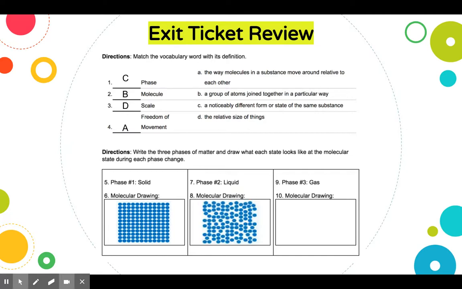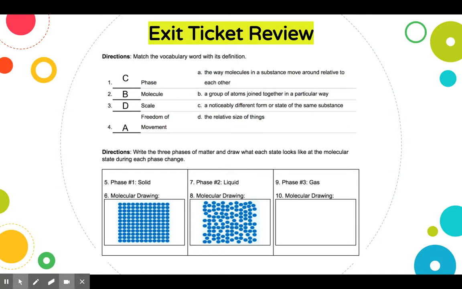And then for this first molecular drawing of the solid phase, what that should look like is all the molecules are really tight and close together. Think of it like students locking arms, like in a Red Rover game where people can't get through, or you're bunched up in a close crowd. Phase 2 is liquid. A molecular drawing of that would look like little dots spaced out a little bit more.